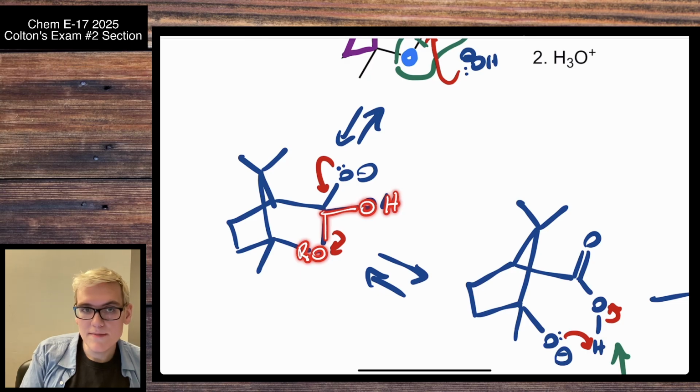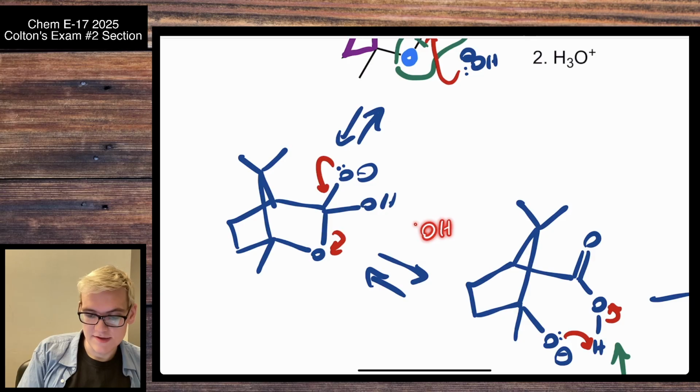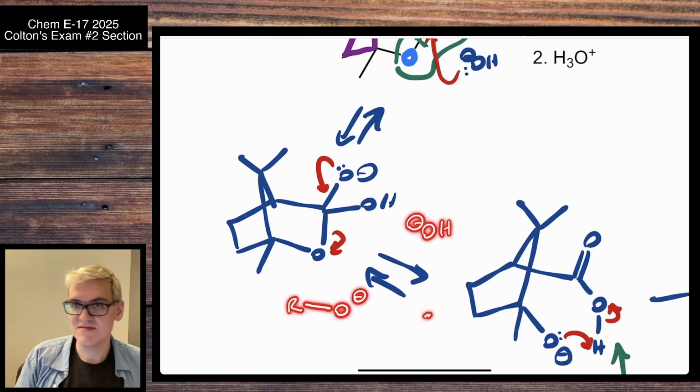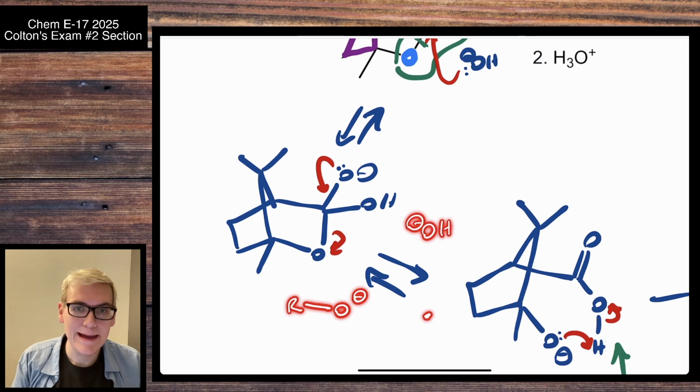And both of them are going to be pretty comparable in terms of leaving group abilities. Like, if we kick off OH, it's OH minus. If we kick off this OR, it's OR minus. And both of them are oxygens with a negative charge. They have similar pKa's, so there's not going to be a huge difference.